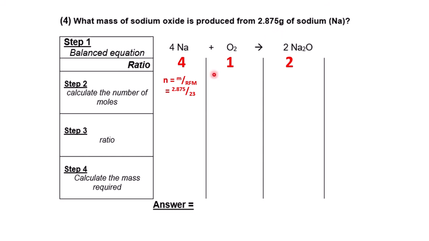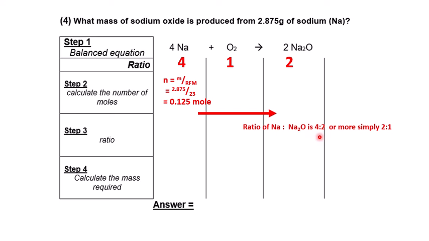2.875 grams of sodium. 23 is the relative atomic mass of sodium in the periodic table. So 0.125 mole, which is 1/8 of a mole. Then this time we're scaling between this one and this one. So a 4 to 2 ratio. So for every 4 sodium, we produce 2 sodium oxide.